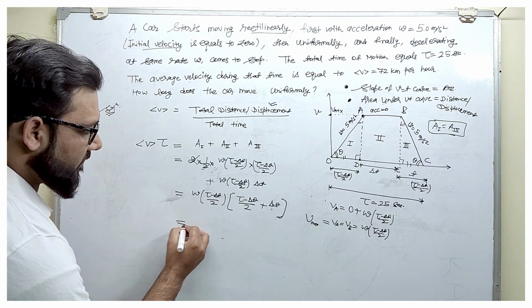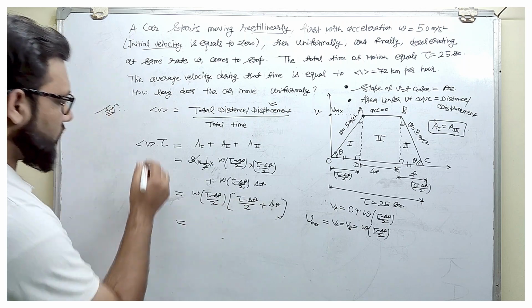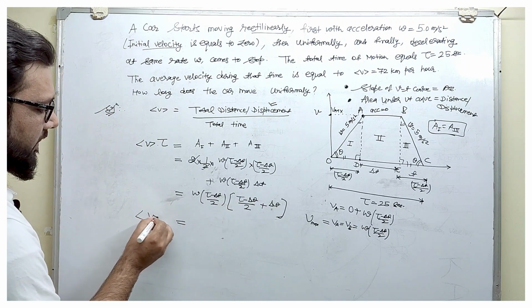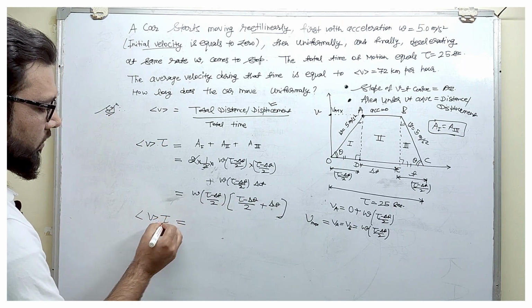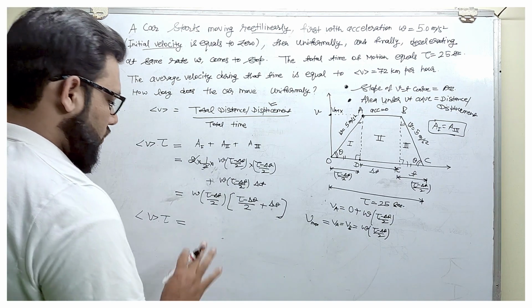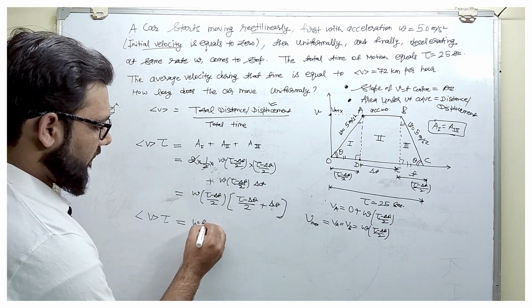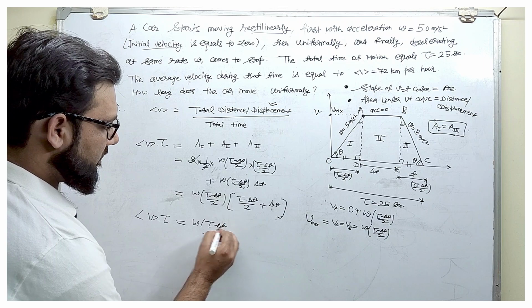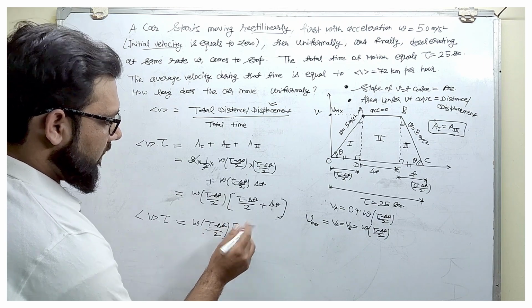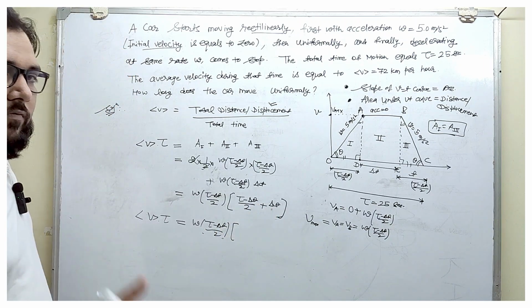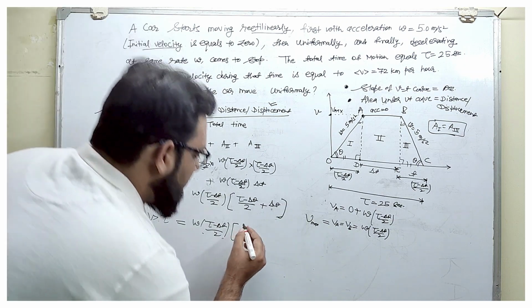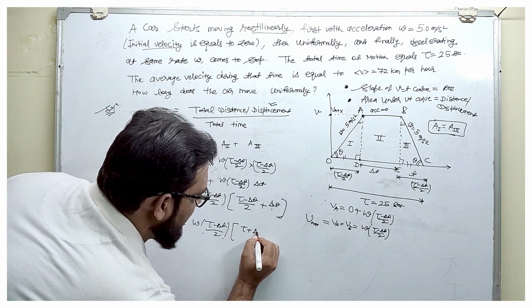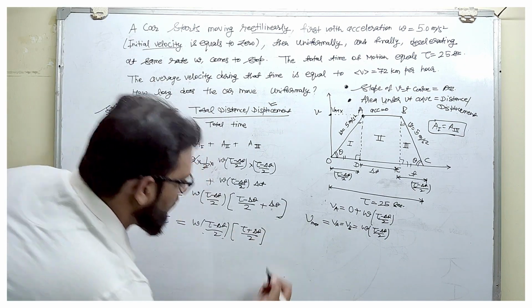Now look at this expression. When we solve this expression, here in the left hand side there is average velocity into total time, that is tau. So further we solve this. This 2 will come here when you take LCM, and this will come out to be tau plus delta t divided by 2.